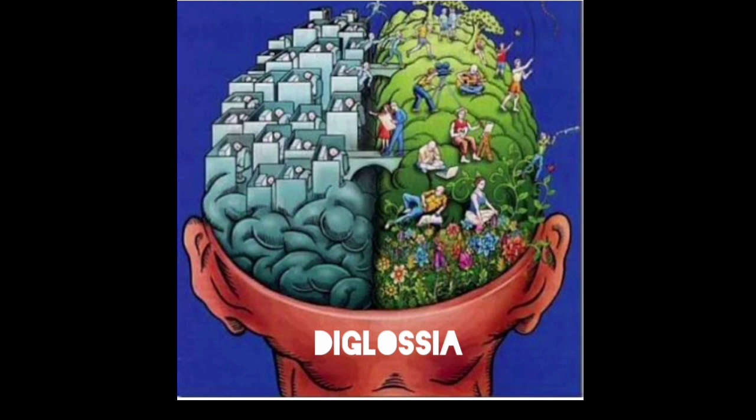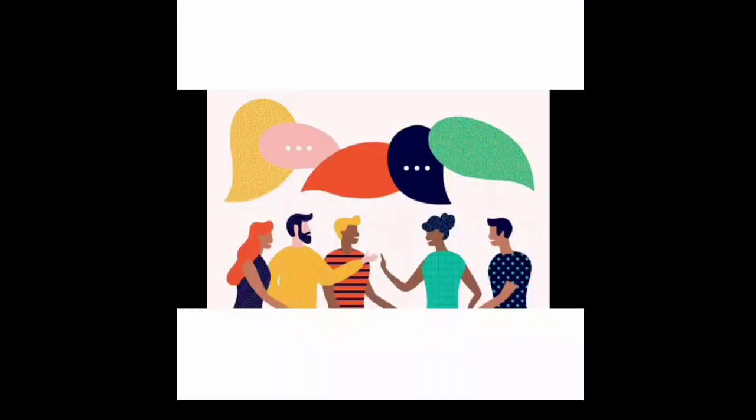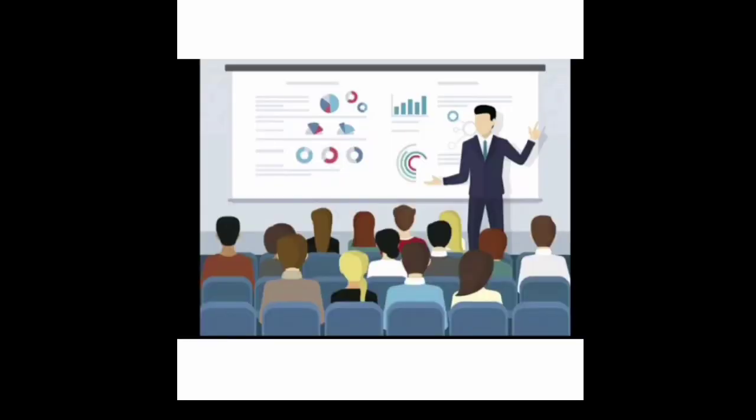Diglossia is a situation in which a community uses two different languages or varieties of a language for different situations. The way it typically works is that one dialect or language is used for casual everyday interaction, and a different standard language is used for formal purposes.